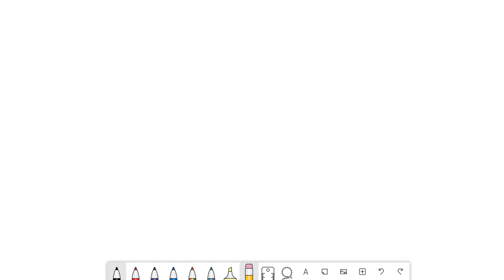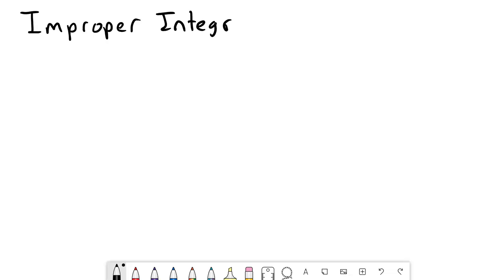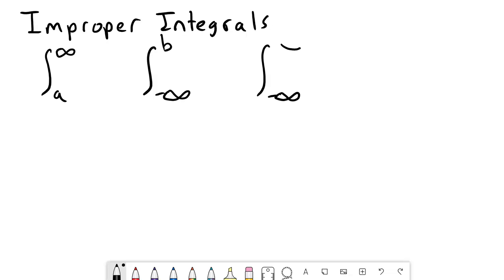Okay, let's talk about the next topic, which is called improper integrals. What an improper integral is depends on the limits of integration. If we go from a to infinity, this is an improper integral. If we go from negative infinity to b, this is an improper integral. And if we go from negative infinity to infinity, this is also an improper integral.